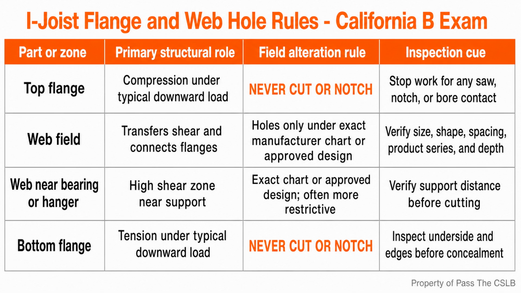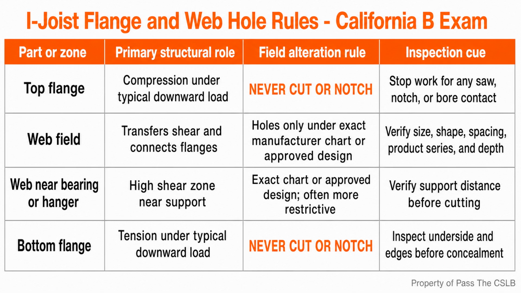The web is different, but different does not mean unrestricted. Manufacturers commonly permit certain web holes because the web can be opened within tested and calculated limits. The controlling limits include hole size, shape, spacing from other holes, distance from bearing, joist depth, span, and product series. I do not turn that list into a homemade formula.